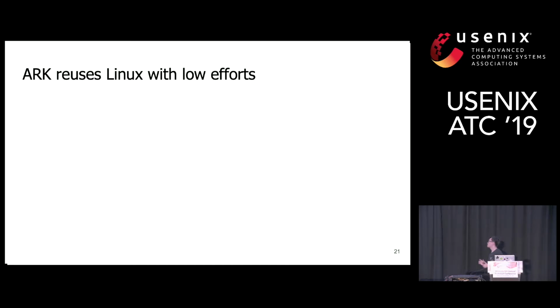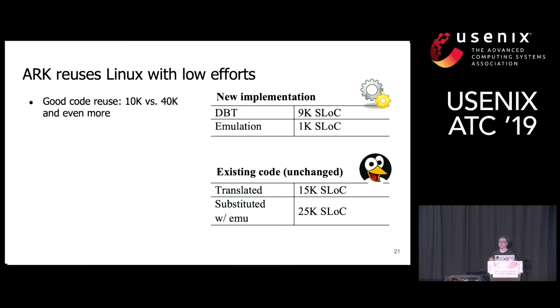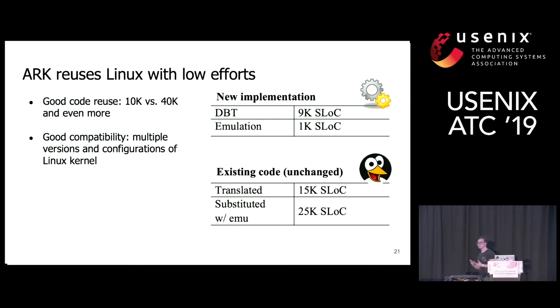We show that ARC reuses Linux with low effort. With 10K lines of implementation, which is a one-time effort, we are able to transparently reuse 40K lines of kernel driver code in our evaluation alone, and conceptually, more drivers can also be reused. We show that ARC maintains good compatibility with multiple versions and configurations of Linux. We support from version 3.16 up to kernel version 4.20. So the Linux penguin is happy now.